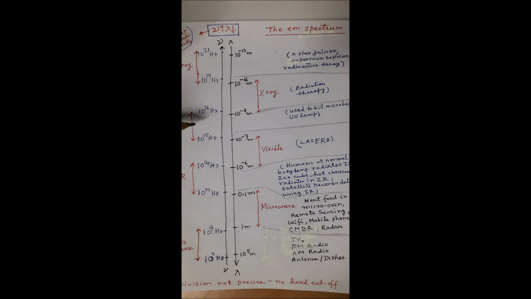This diagram shows the electromagnetic spectrum. Here nu is increasing and here lambda is decreasing.